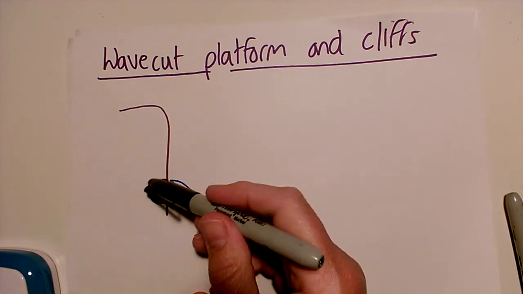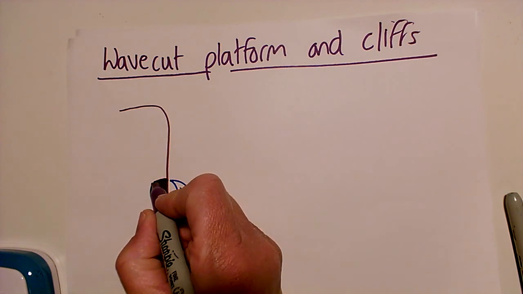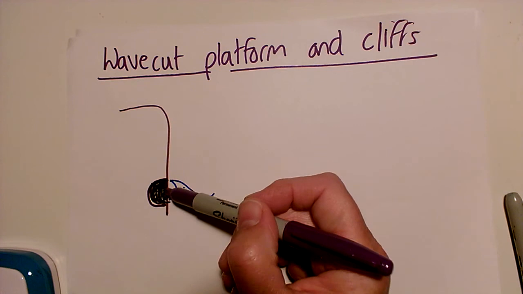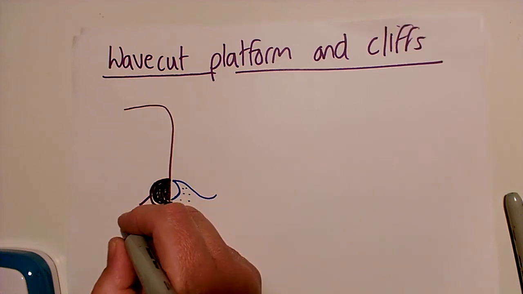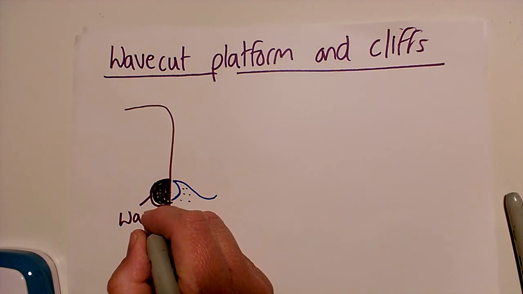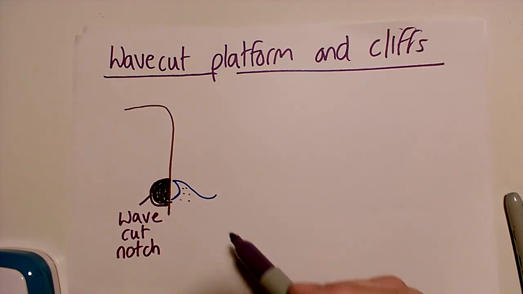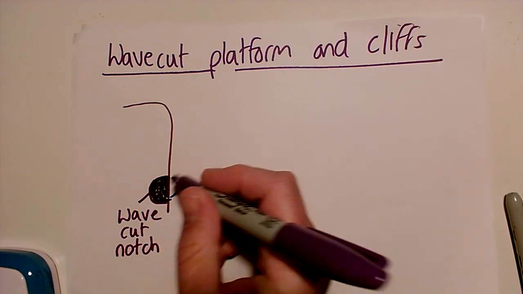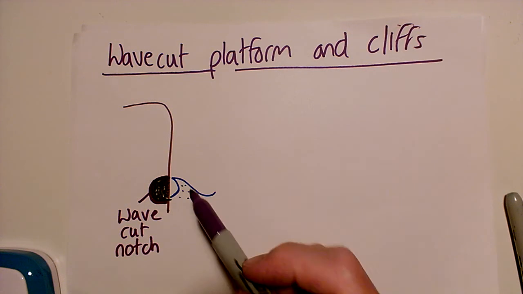Okay, so where the waves are, you start getting this kind of a feature. You get this kind of notch or a cave. And if you were walking along, you'd see this running along the bottom of the cliff where the waves hit. And this is called a wave cut notch. So a notch is something that's nicked out, really. It's an area that's been eaten away by the waves. It's been cut by the waves. And over time this happens.